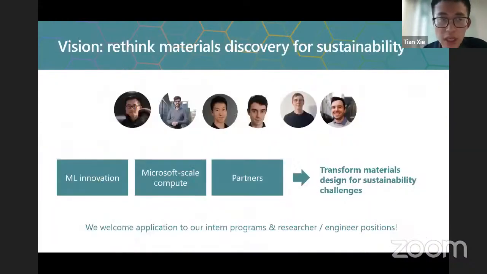And in our team, we are thinking about how to really rethink material discovery by combining innovations from both machine learning and large-scale computing, where we have Microsoft to generate huge amounts of data, at the same time working with partners in both industry and academia to really push forward the field of machine learning guided material discovery. And so our goal is really to transform material design, especially for sustainability related challenges.